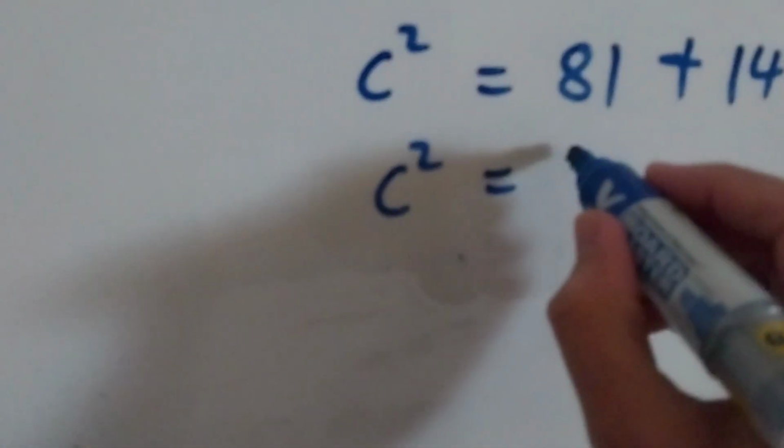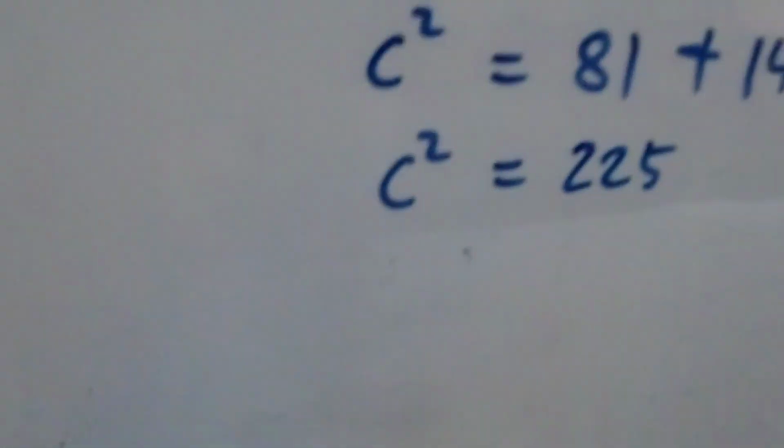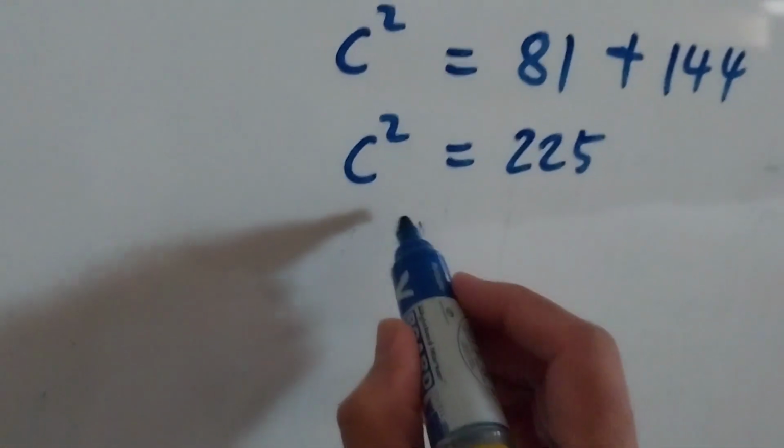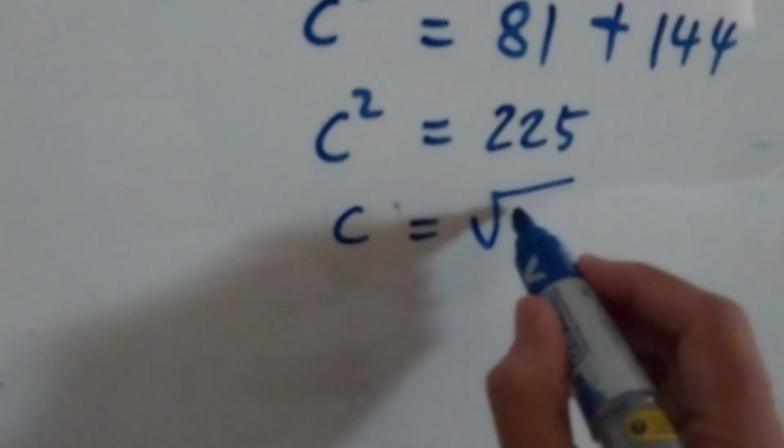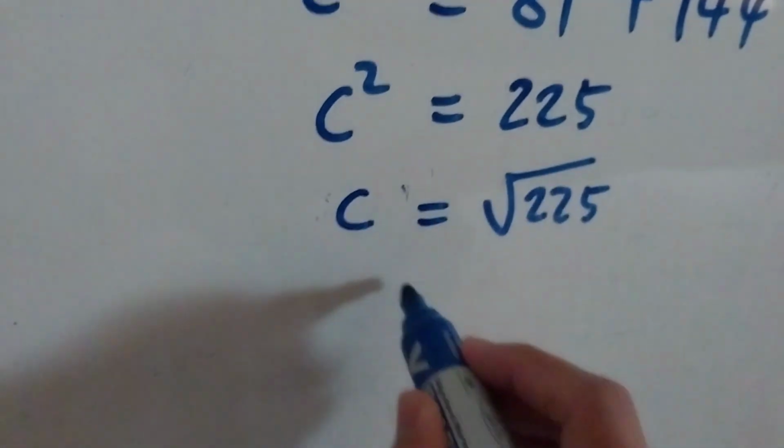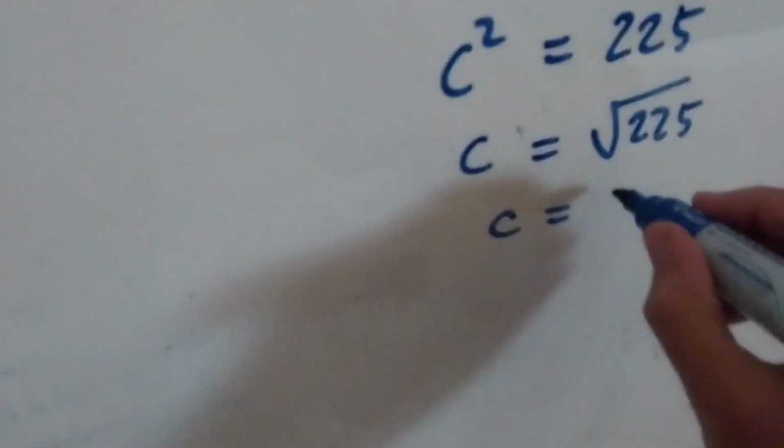So we get 225 here. Now C squared equals that. So what is C equal to? You have to take the square root. Take the square root of 225. So the value of C is going to be equal to, you press square root of 225, and then you press equal. So you get 15. Yep, that's it. So the value of C is equal to 15.